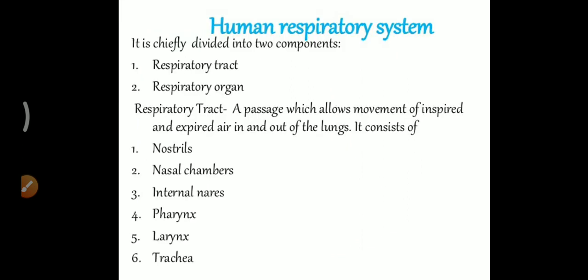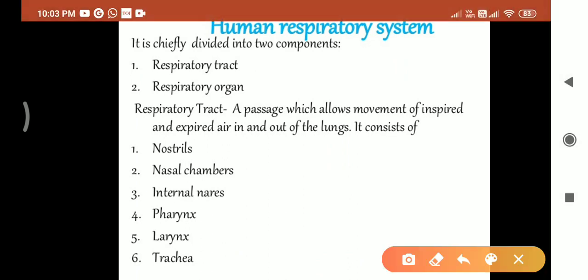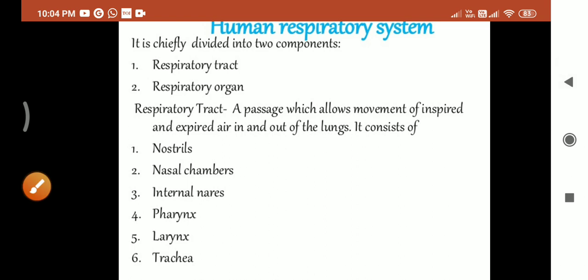So here, talking about the respiratory system, just for a quick revision: the human respiratory system is divided into two parts, the respiratory tract and the respiratory organ. When we talk about the respiratory tract, it includes the nostril, nasal chamber, internal nares, pharynx, larynx and trachea, right. In the next video we will learn about the details of the human respiratory system.